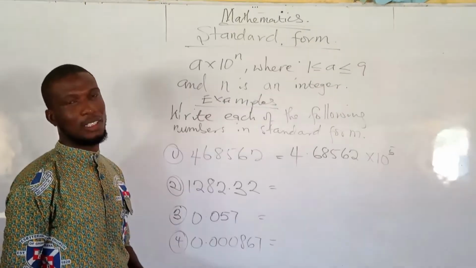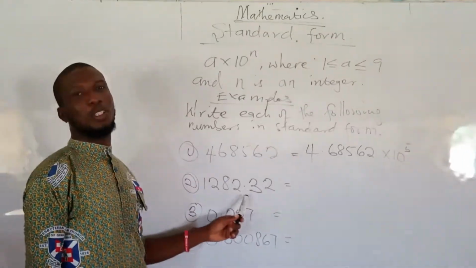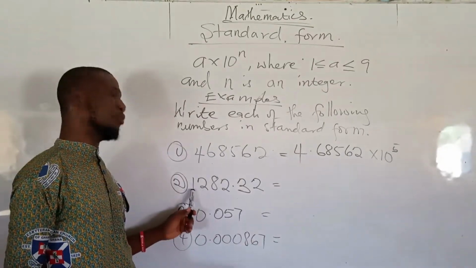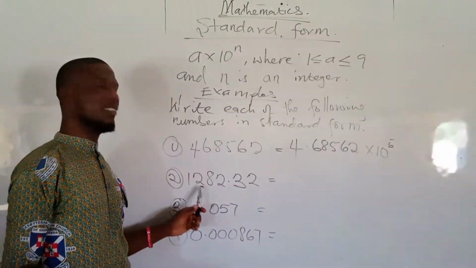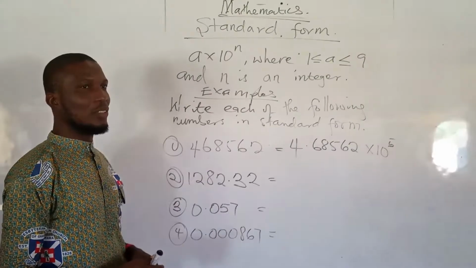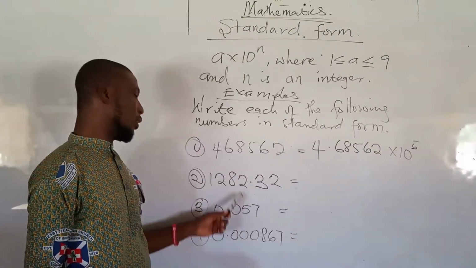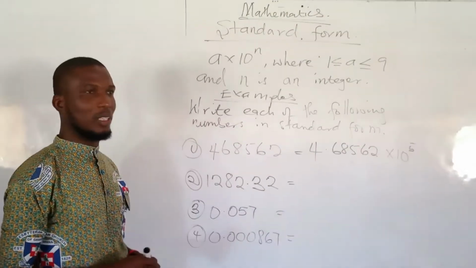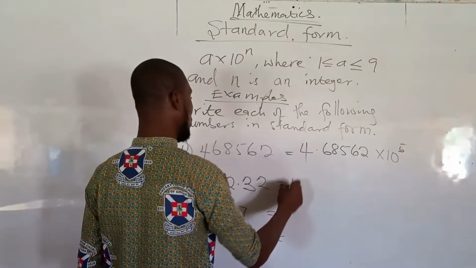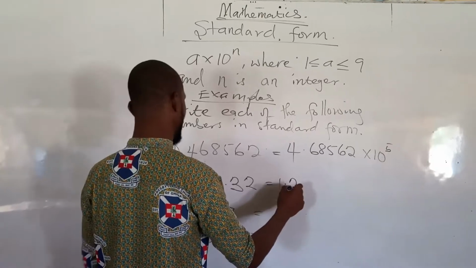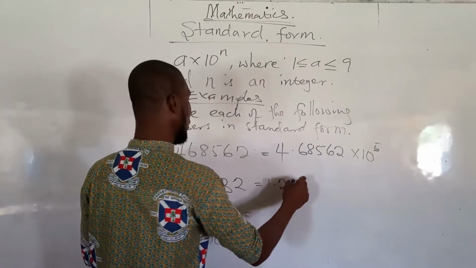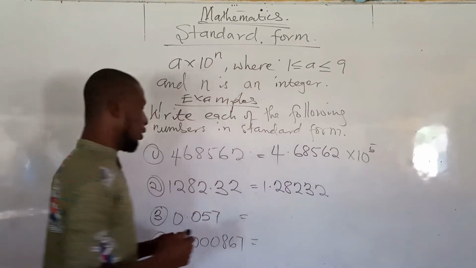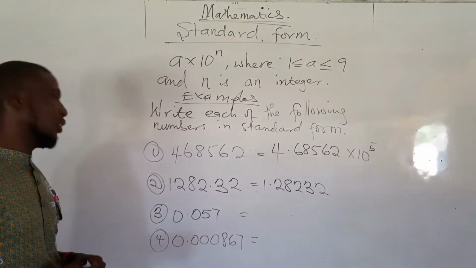1282.32 in standard form. Here we can see the point. So again, our main aim is to just move it to come between the first and the second significant figures. So that is what we are going to do. We are going to move it 1, 2, 3 times to come there, and that will give us 1.28232.